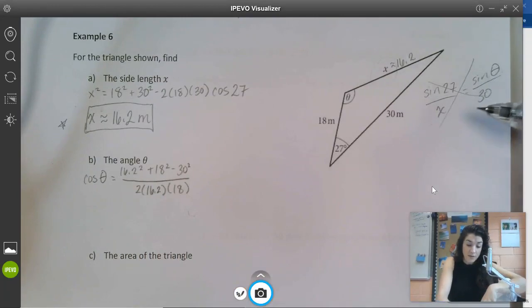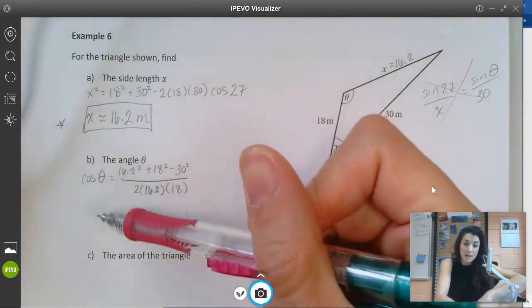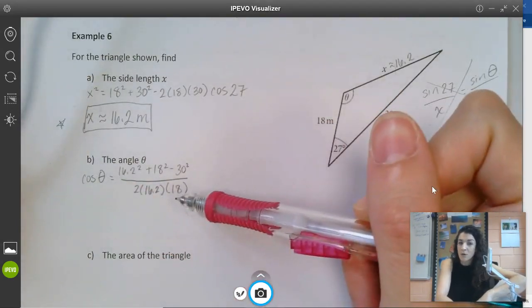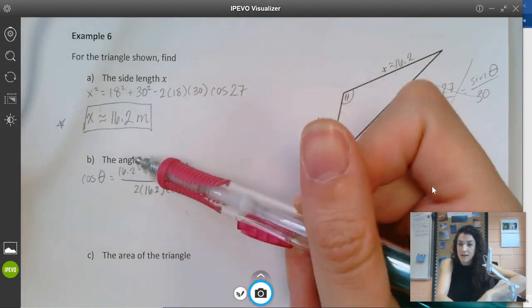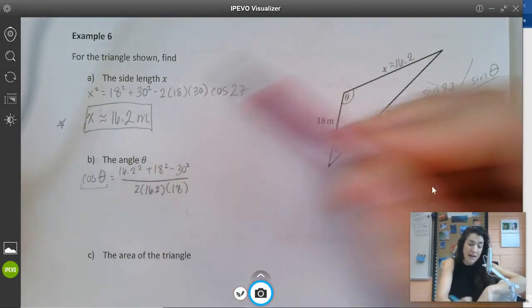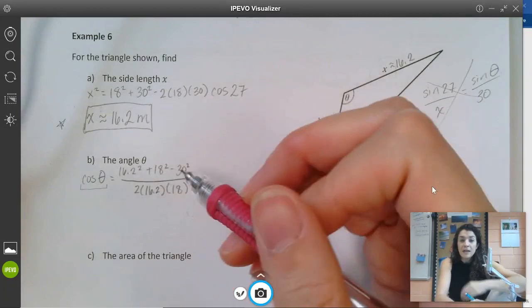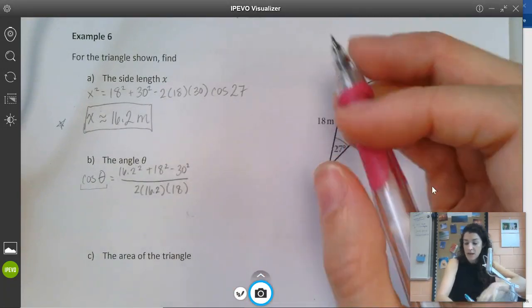Now we could have used law of sines as well to solve for that angle, but law of cosines already in your formula packet gives you this formula, right? Where it says cosine of theta equals. Law of sines in your formula packet doesn't isolate for that trig function. And so you would have to isolate for that trig function on your own, which you're totally capable of doing. It's just a little bit of extra work, whereas this one is already nice and set up for you. All right, go ahead and tell me what theta is.